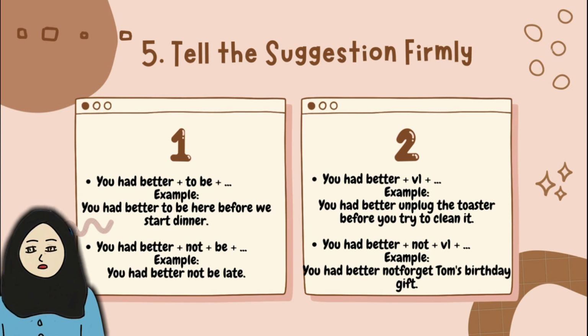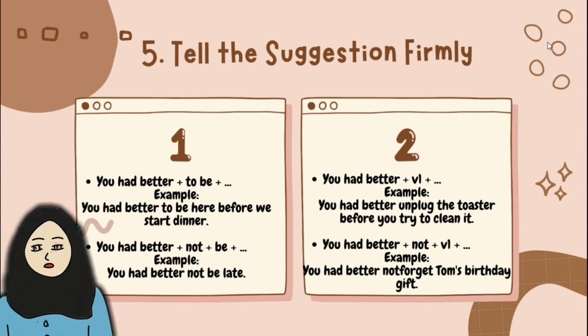And then the second formula is you had better plus verb 1. For the example, you had better unplug the toaster before you try to clean it. For the negative one, you had better plus not plus verb 1. For the example, you had better not forget Tom's birthday gift.